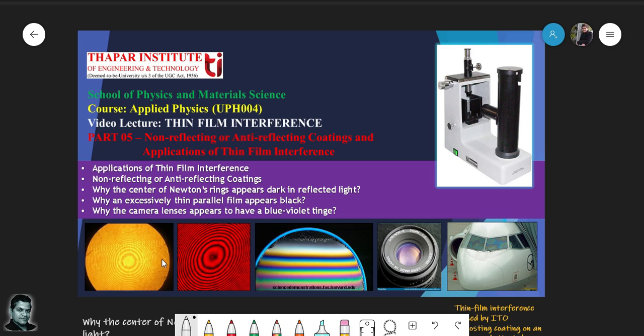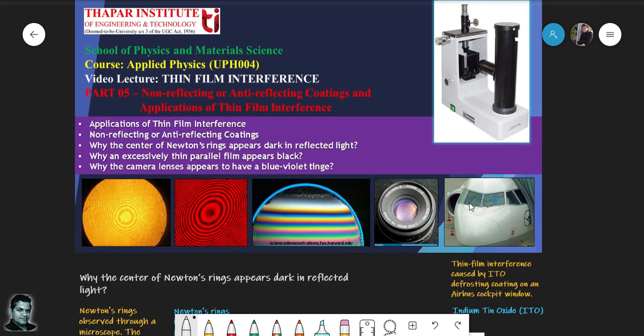Now, in general, the application of thin film interference is mostly for dealing with optical instruments like cameras. An example is here, where there is this camera lens and you can see there is a particular violet tinge on the surface, and this is due to a special coating that is placed on the surface of the lens. We'll talk about this in a little more detail in the later part of this video. Here is another application of thin film, and this is for defrosting coating on the surfaces of this cockpit windshield.